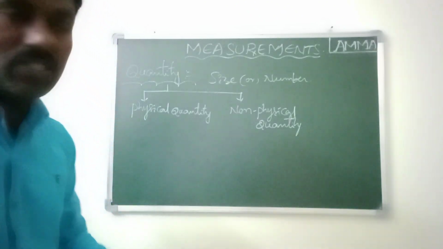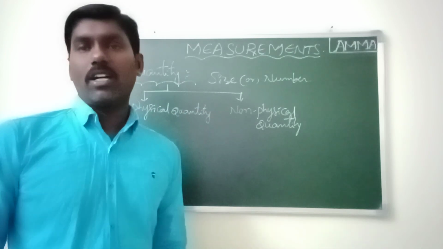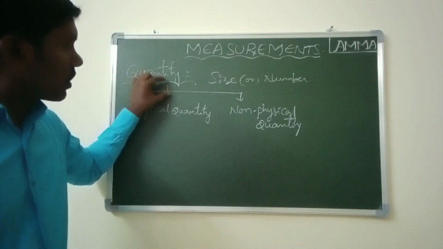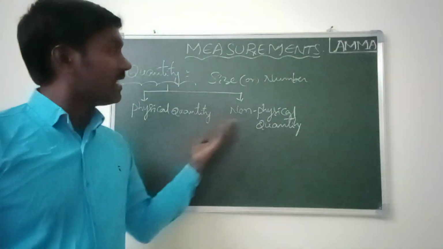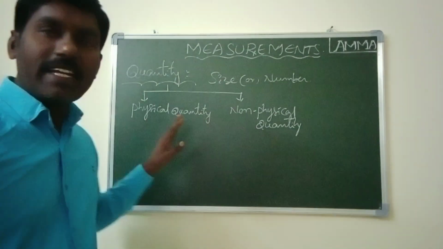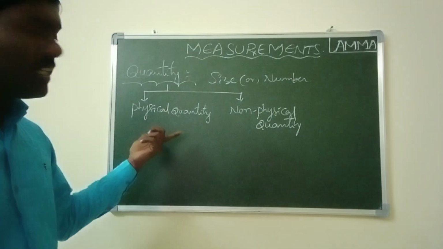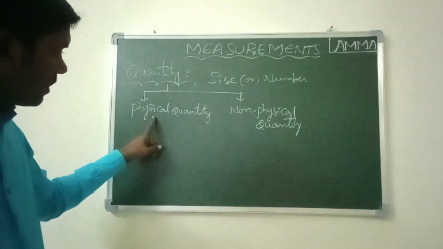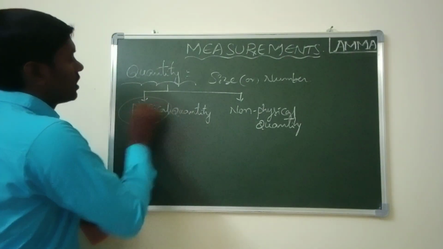Friends, have you understood this one? Quantity means size or number of the object or body. Based on the nature, quantity is broadly classified into two types: the first one is physical quantity, the second one is non-physical quantity. Students, the definition of physical quantity we can understand by our common sense. Let me tell you that definition using simple terminology and simple tips.